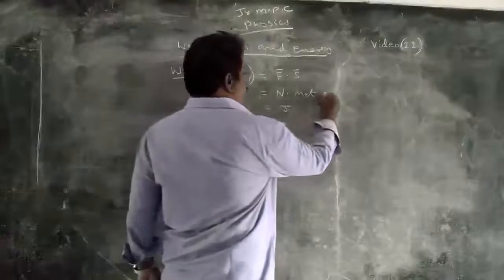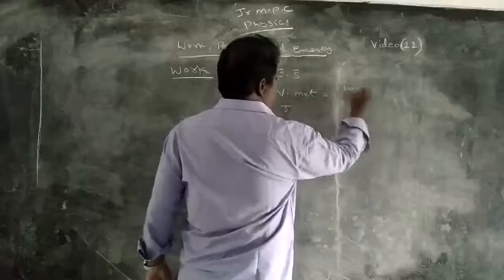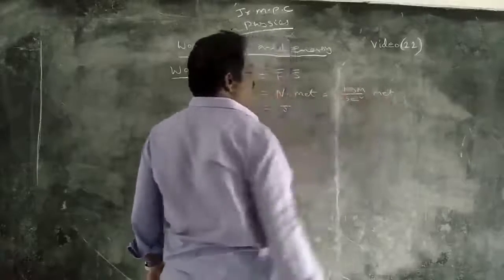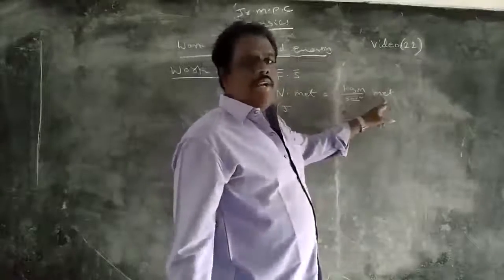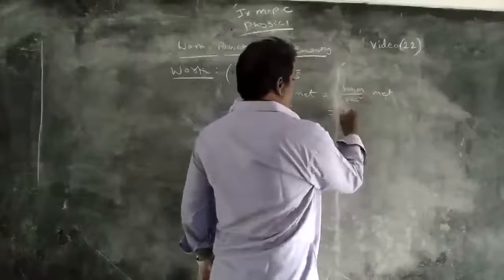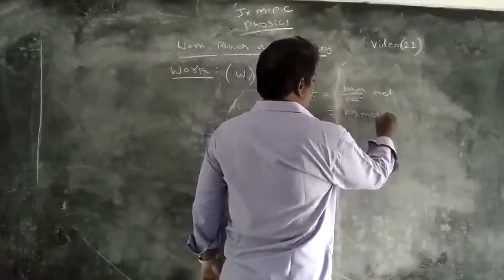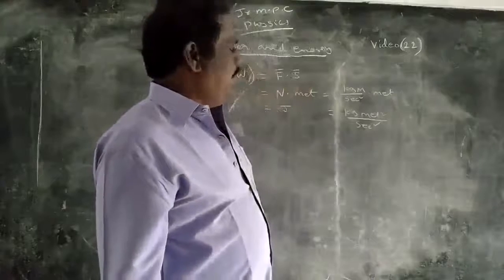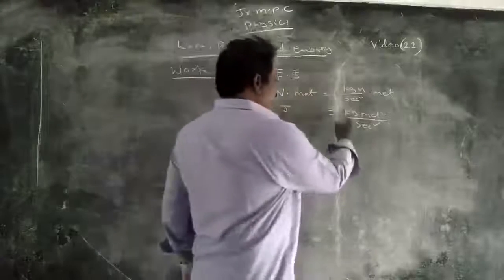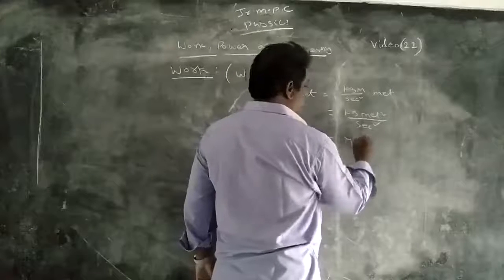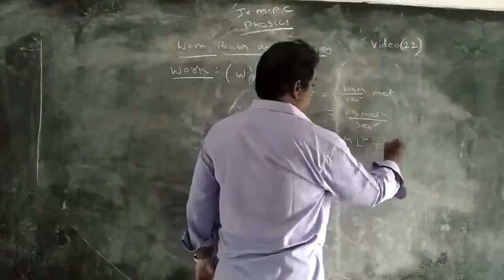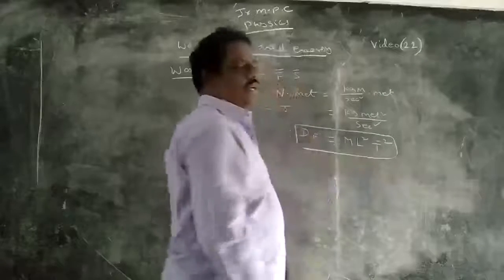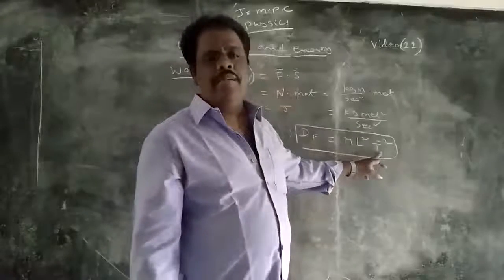Newton meter we can also write as: Newton is equal to kg meter per second square, into meter. Meter into meter will be meter square. So kg meter square per second square. Dimensional formula: kg indicates mass M, meter is length L square, T power minus 2. That is the dimensional formula for work done: M L square T minus 2.